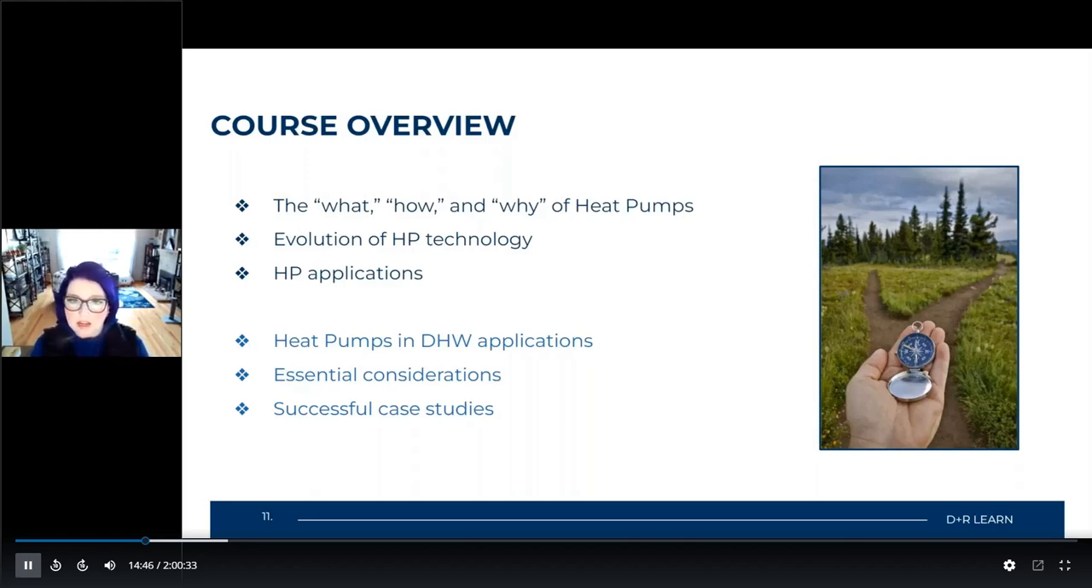And then Thursday, we'll get back together. We'll look at heat pumps in domestic hot water applications. We'll look at some essential considerations for those because it's a little bit newer. It's a newer take on a really well-established technology. And then we'll spend some time looking at successful case studies.